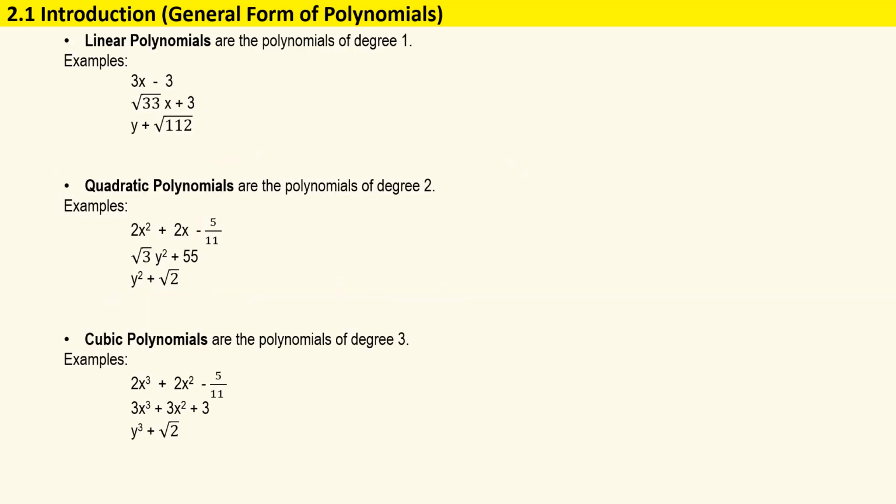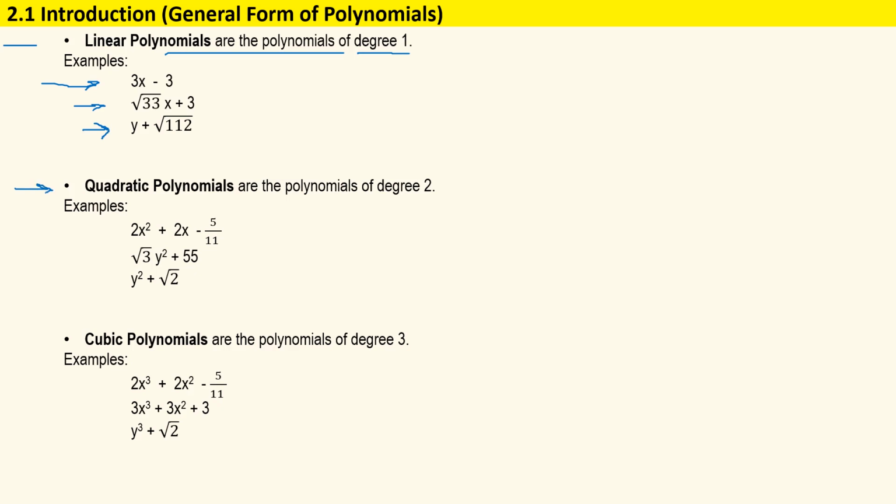Now let's see what linear polynomials are. Linear polynomials are the polynomials which have a degree of 1. Examples are 3x minus 3, square root of 33 multiplied by x, y plus square root of 112.